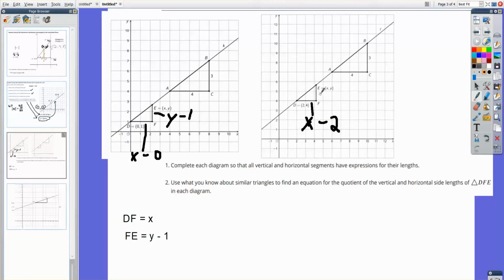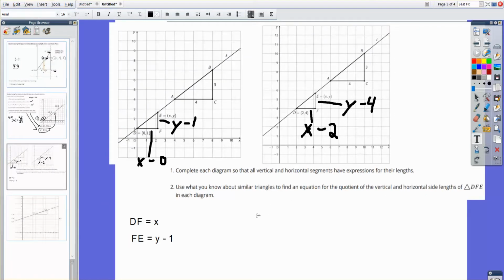Whereas here, the point from f to e, the y here is y, and the y-coordinate of this point is 4, because we use the y-coordinate from D, so that difference is going to be y minus 4. Now, what you're going to recognize about similar triangles is an equation for the quotient of the vertical and horizontal side lengths. This is going to allow you to come up with an equation that represents this line. So the equation would look kind of like this. Recognize that the slope is 3 over 4.